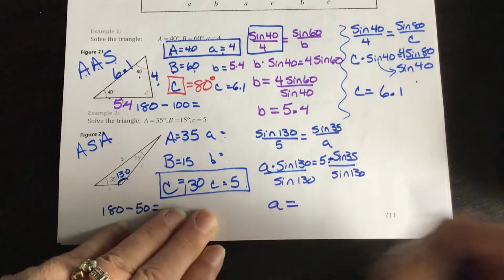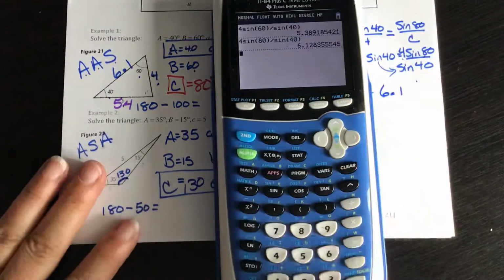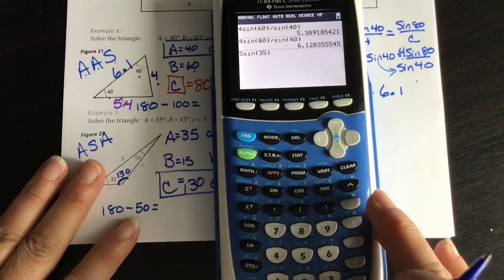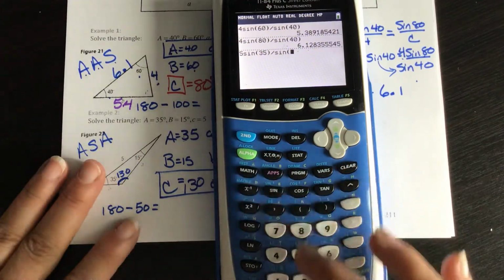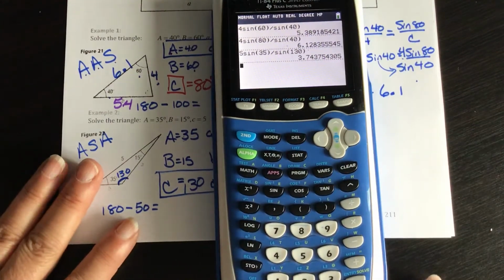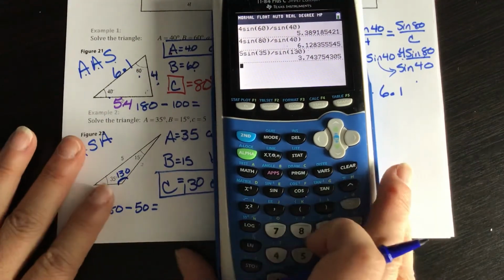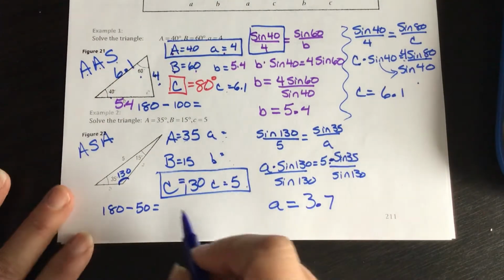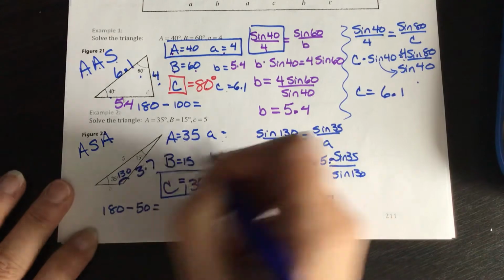And A is 5 times sine 35 divided by sine 130. And I get 3.74, or 3.7. So side A is 3.7.